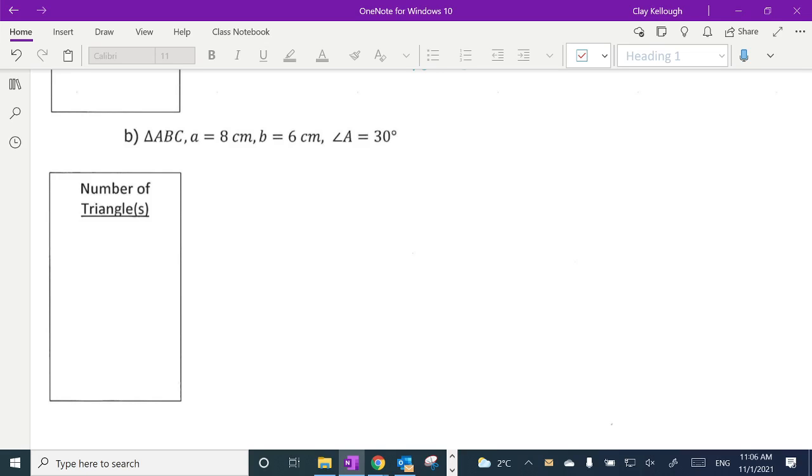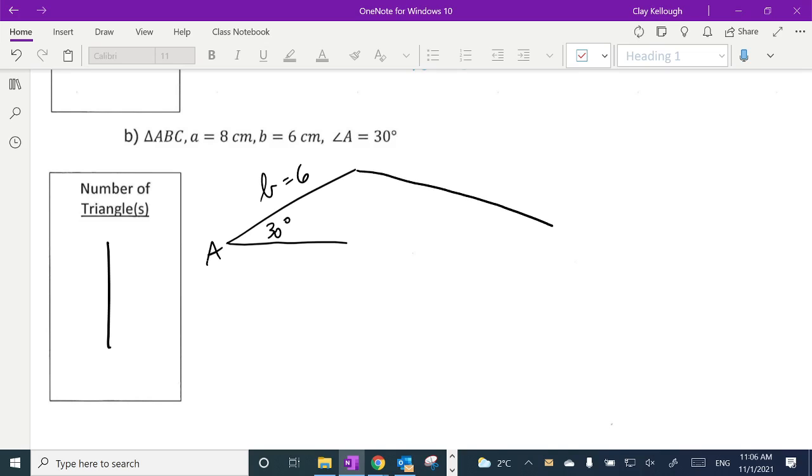It's quite a bit more. In fact, it's longer than B. So if I sketch that, if I put a 30-degree angle here, if side B is 6, and side A is longer than 6, there is only one way this triangle can go. Because this side 8, that's opposite angle A, is longer, boy did I ever exaggerate that, is longer than 6.